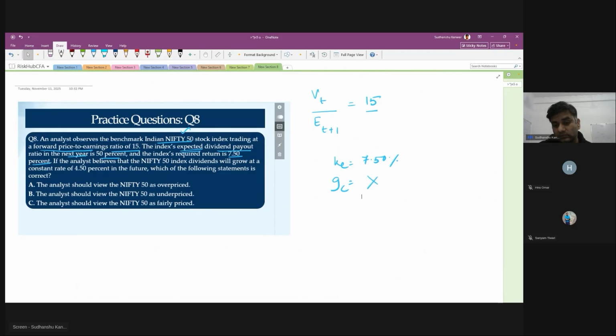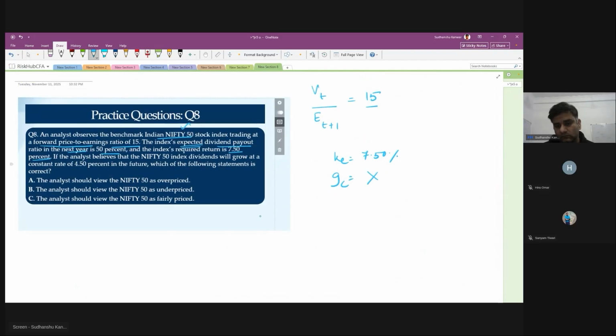Now, this kind of thing, since you are studying this topic for the first time, you will be confused because suddenly a new term has come, right? They have given you the dividend payout ratio. Now, the question is, what exactly is a dividend payout ratio? What you need to understand here is that dividend payout ratio is a fancy name for a very simple thing.